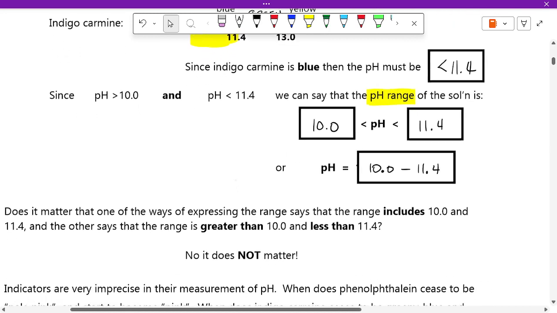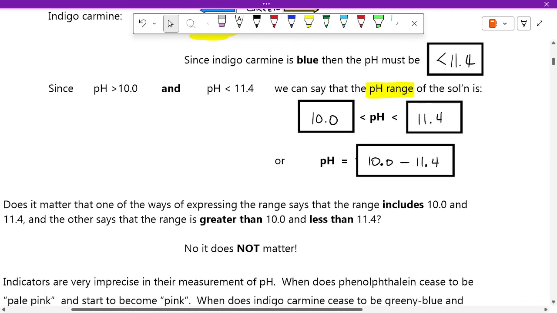Now, does it matter that one of the ways of expressing the range includes the 10 and the 11.4, which is this one here, right? This includes the 10 and the 11.4, and the other one excludes them. It says it's bigger than 10 and less than 11.4. No, it does not matter. Do you know why? Because indicators are fairly imprecise in what you see anyway. They're not a really good way of pinpointing your pH. So somewhere between 10 and 11.4-ish is really what we're looking at.